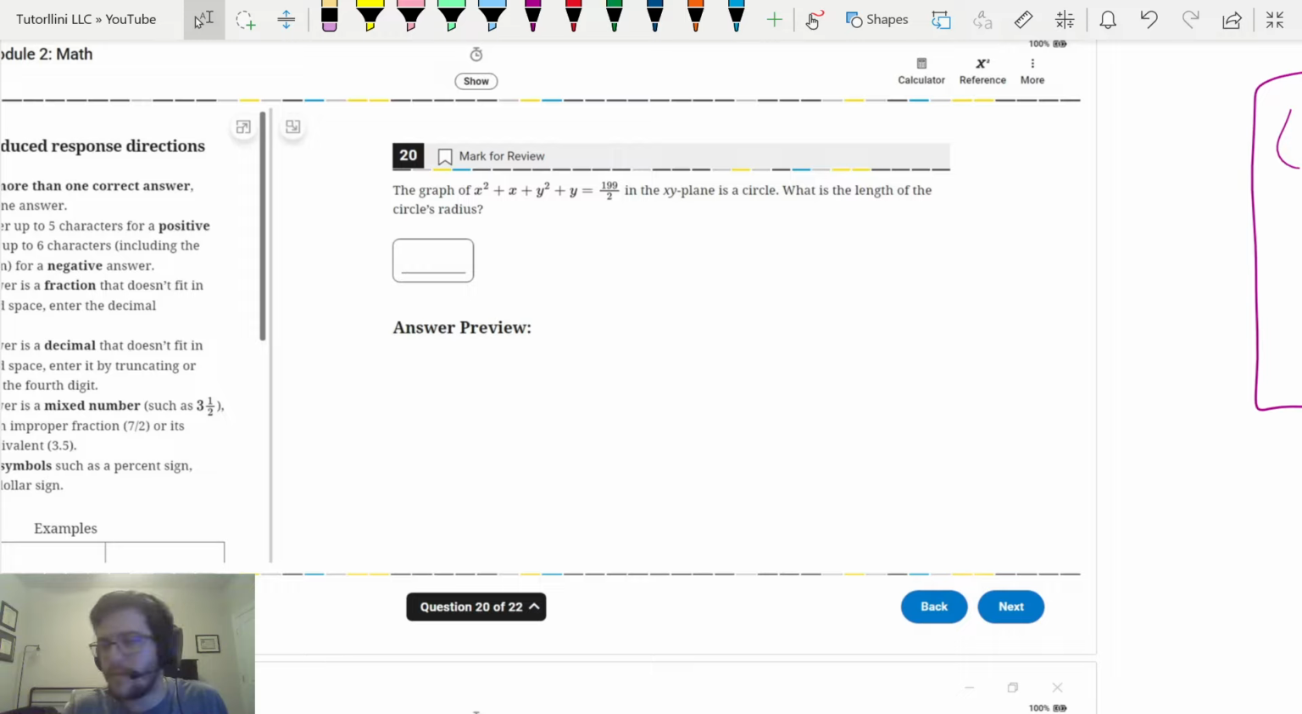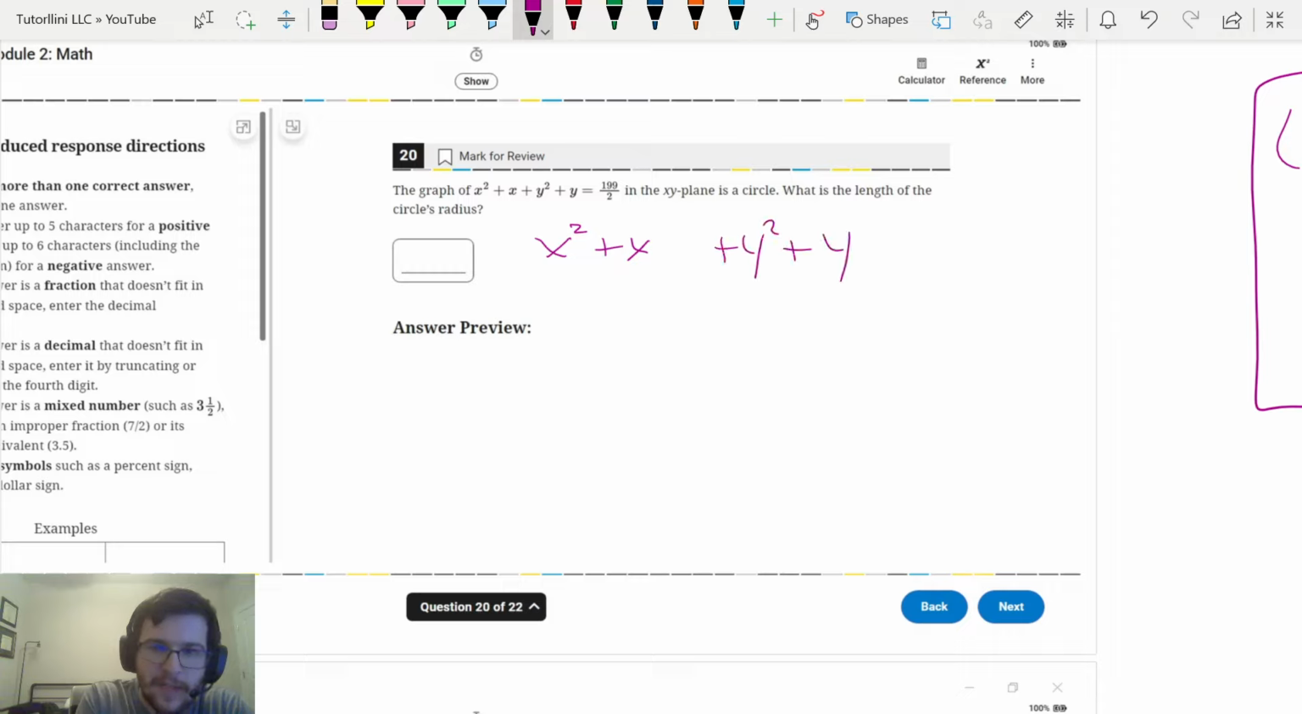First thing you do is you check to see if there's any coefficients in front of the x squared and the y squared. If there are, let's say there's a 2 in front of the x squared and y squared, you divide the whole equation by 2. This one, we don't have to worry about that because there's a 1. So you put the x's together, you leave a little bit of space, you put the y's together, you leave a little bit of space, and then you move the constant to the other side. Okay, good.